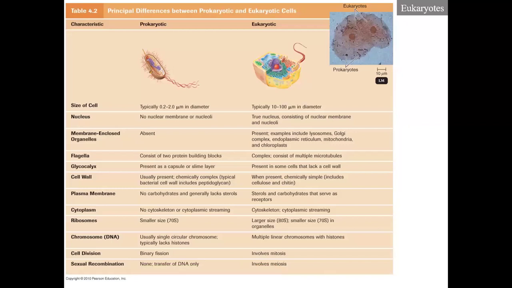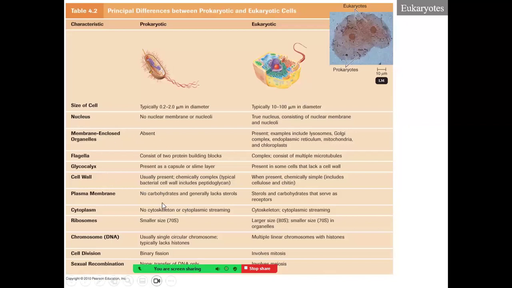The plasma membrane differs. Usually there are no carbohydrates and it lacks steroids, although there is a family that does have sterols in it. I'm talking about bacteria. And then there's cholesterol, a sterol, in eukaryote cell membranes. Not cell walls, the cell membrane.